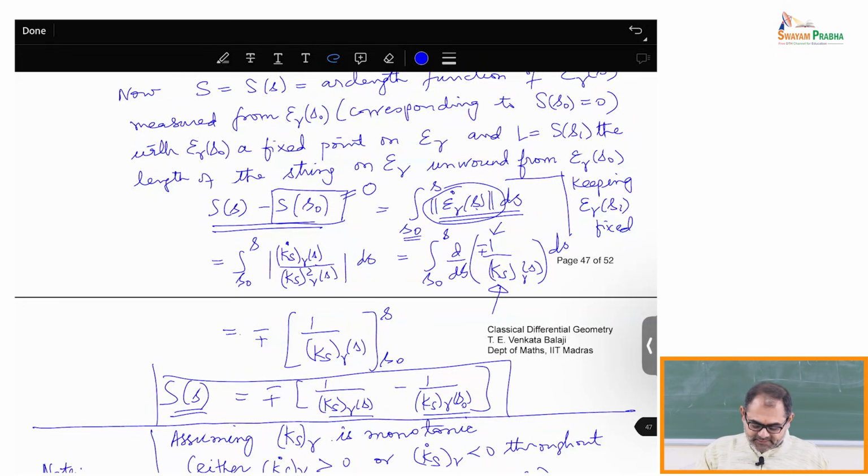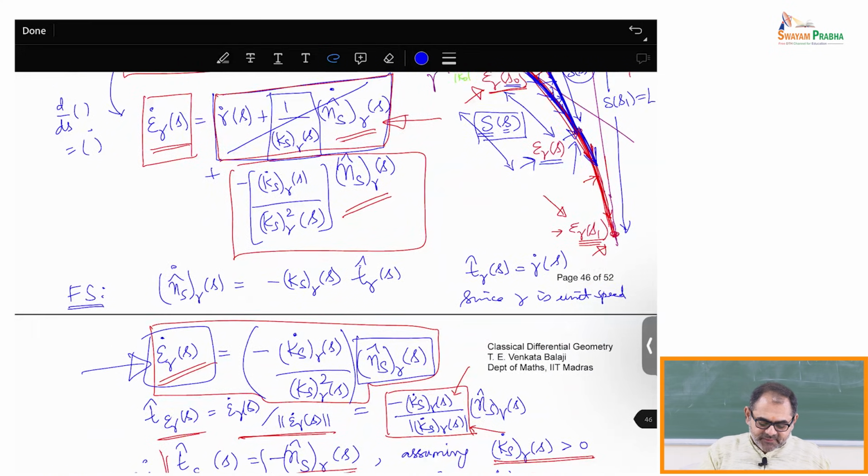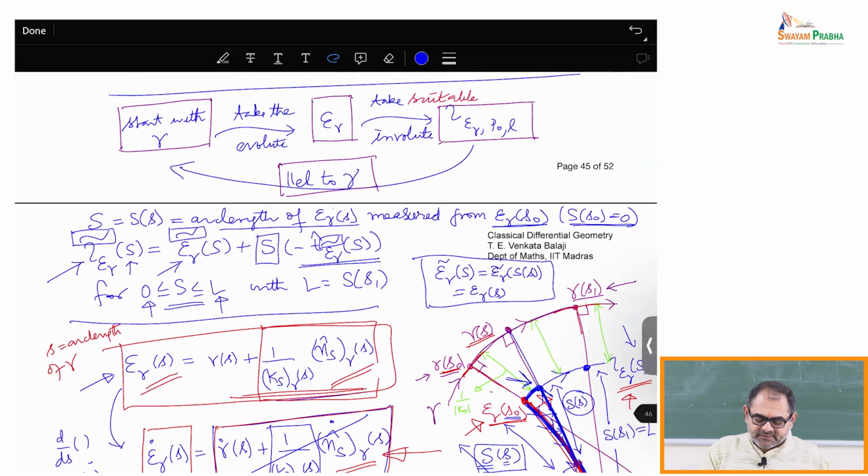Now what you do is that you have to take this value of capital S of small s and plug it into this expression here, which gives the involute of the evolute in terms of capital S, to convert it into small s. Why I want to convert it into small s is because I want to show that it is parallel to the original curve gamma, which I have already assumed in small s as a parameter. That's why I am doing this. So you plug it back here. So what you get is the following.